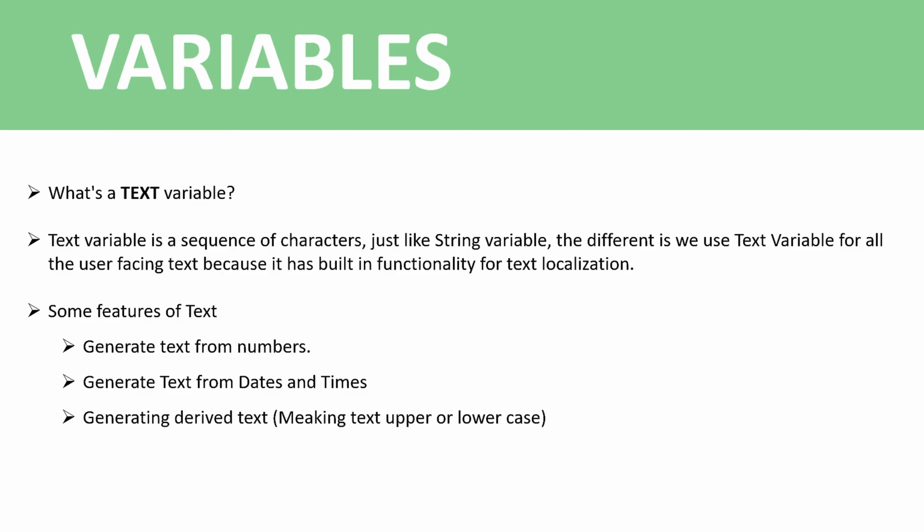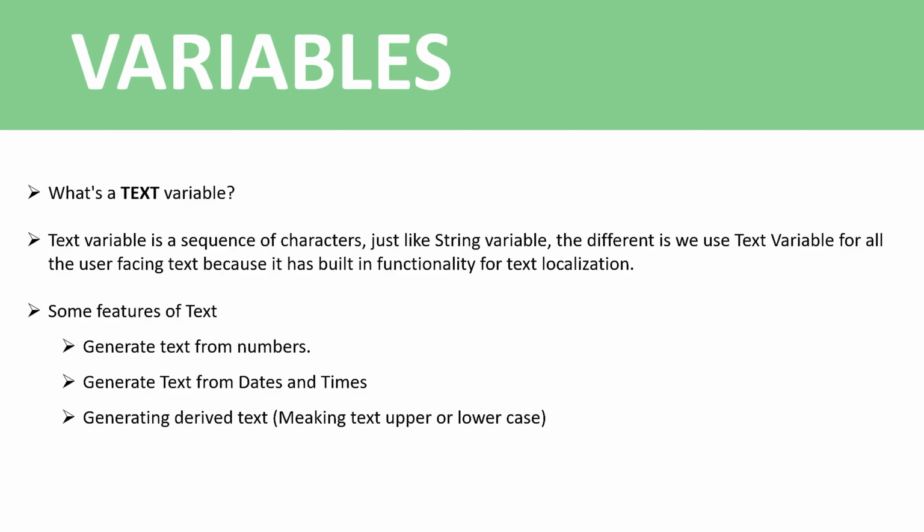Some features of text are, of course, that it can be localized, so it has built-in functionality for that. Some extra functionality is that it can be generated from numbers, it can be generated from the date and time, and it can even be a few specific derived texts, for example making it uppercase and lowercase.